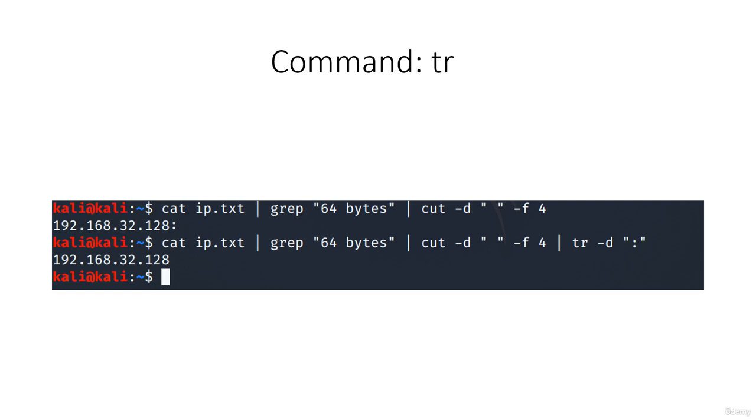If we look at the IP address that we obtained with the last command, we have a colon attached to the back of the IP address. We cannot ping it with this IP address due to the colon which is attached to it. Therefore we need to remove it before performing the ping sweep. So now we are going to use a command called tr.